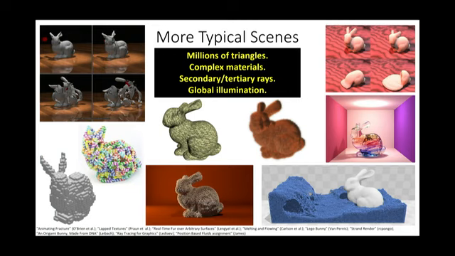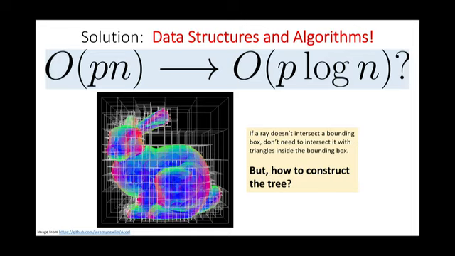So what is our way out of this? Well, if you take A37, you'll see that our way out of these problems in graphics is data structures and algorithms. It's completely unavoidable.